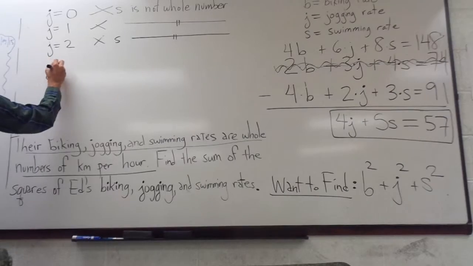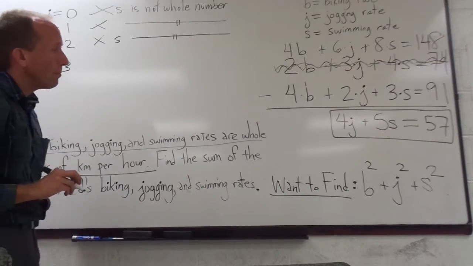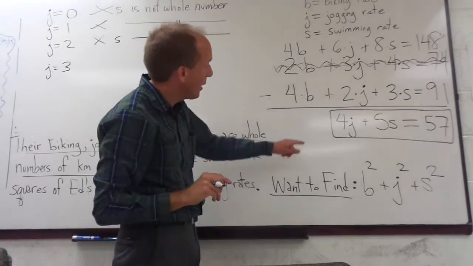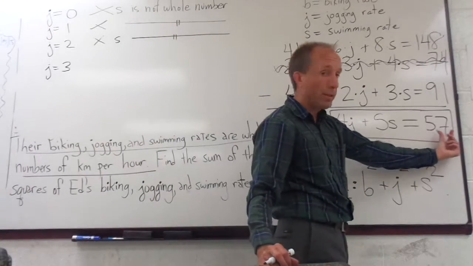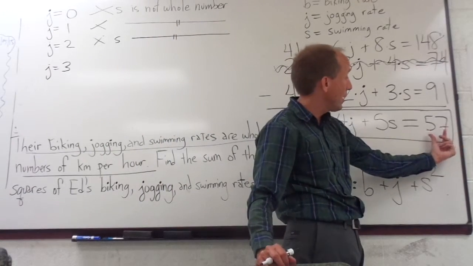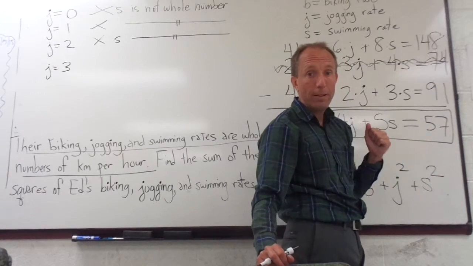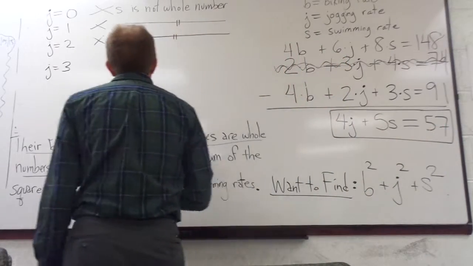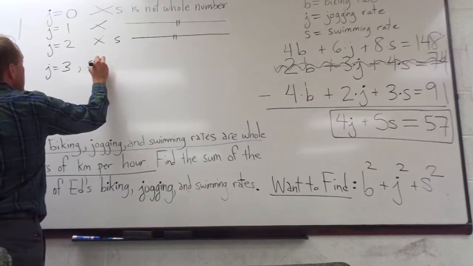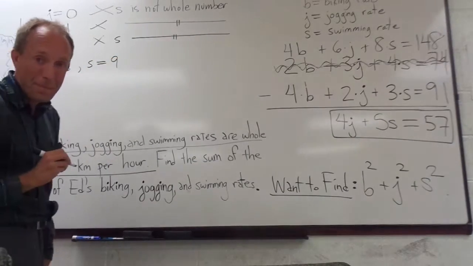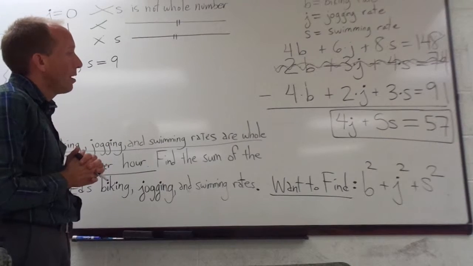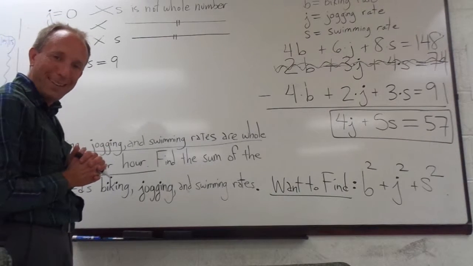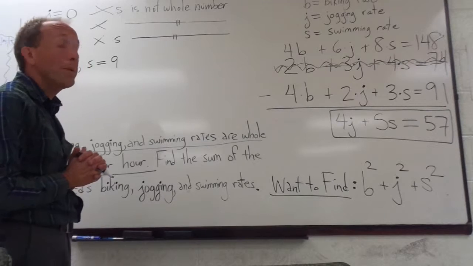Okay, how about j equals 3? Well, this is an interesting one, because 4 times 3 is 12. And if I subtract 12 from 57, I actually get 45. And if that is the case, then I can choose s to be equal to 9. Well, that looks pretty promising. So does that have to be the answer, though? Could there be another answer?